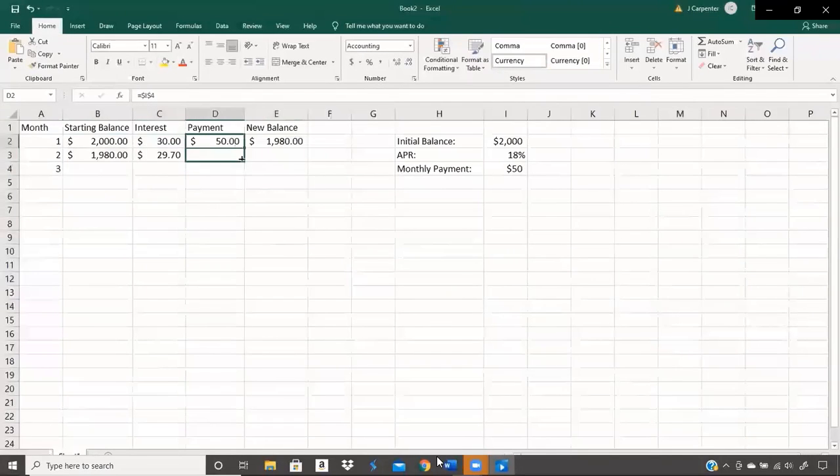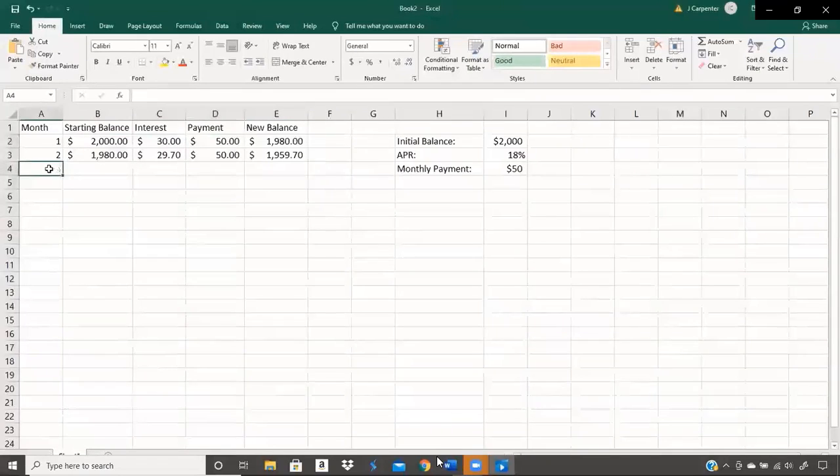The payment, if I drag this down, it's 50. That looks good. The new balance, if I drag this down, 1959.70. That makes sense because we paid a little less in interest. We still paid the same payment. So last time our balance went down by 20 bucks. Now it went down by $20.30. And that gap is going to keep getting bigger and bigger over time.